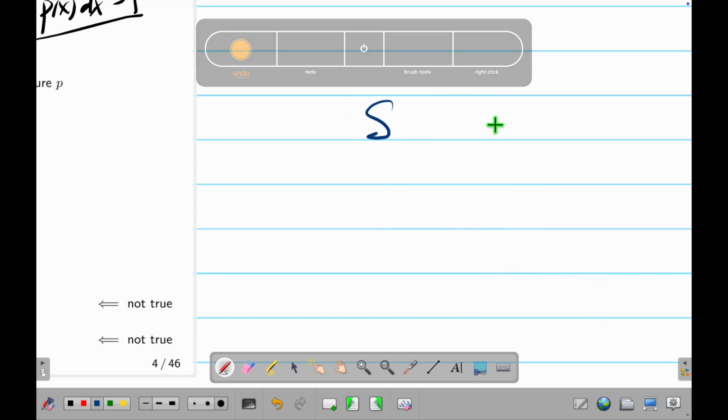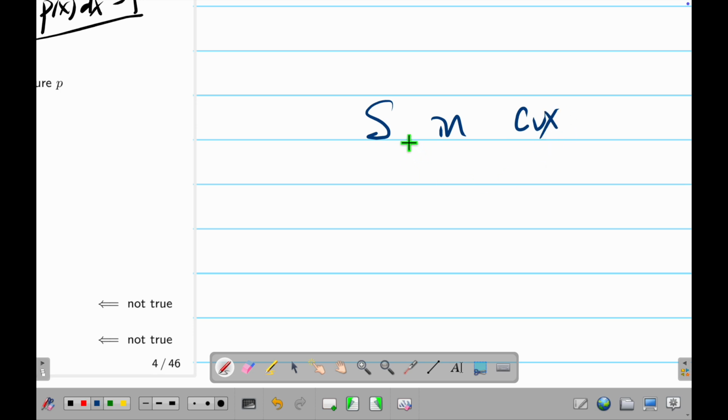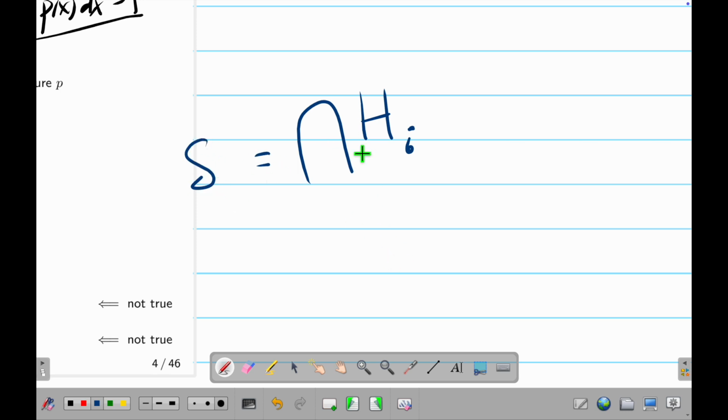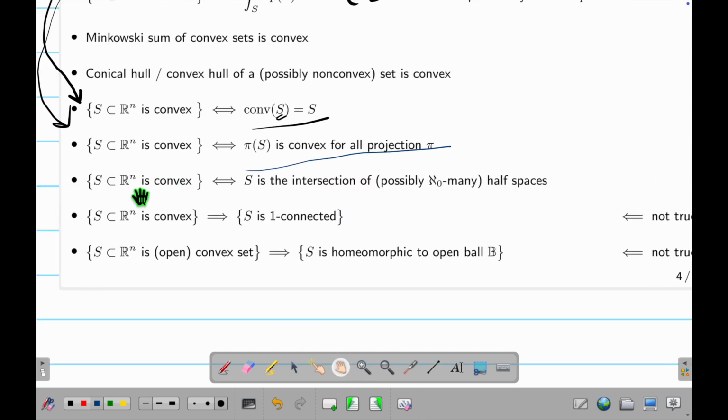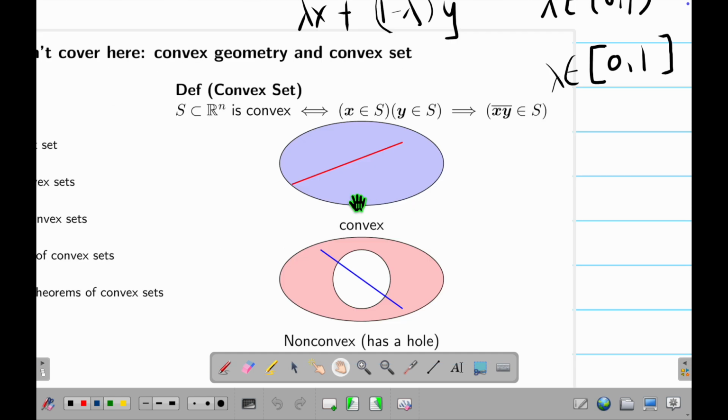If each S is convex, now I have a bunch of S, then this is convex. Now a half space is convex, and I have many of them, then this is also convex. So if my S is an intersection of half spaces, this is convex, because of this equality. This is what I mean here. S is convex if and only if S is the intersection of half spaces, and you can have infinitely many of them. Okay, so here's an example.